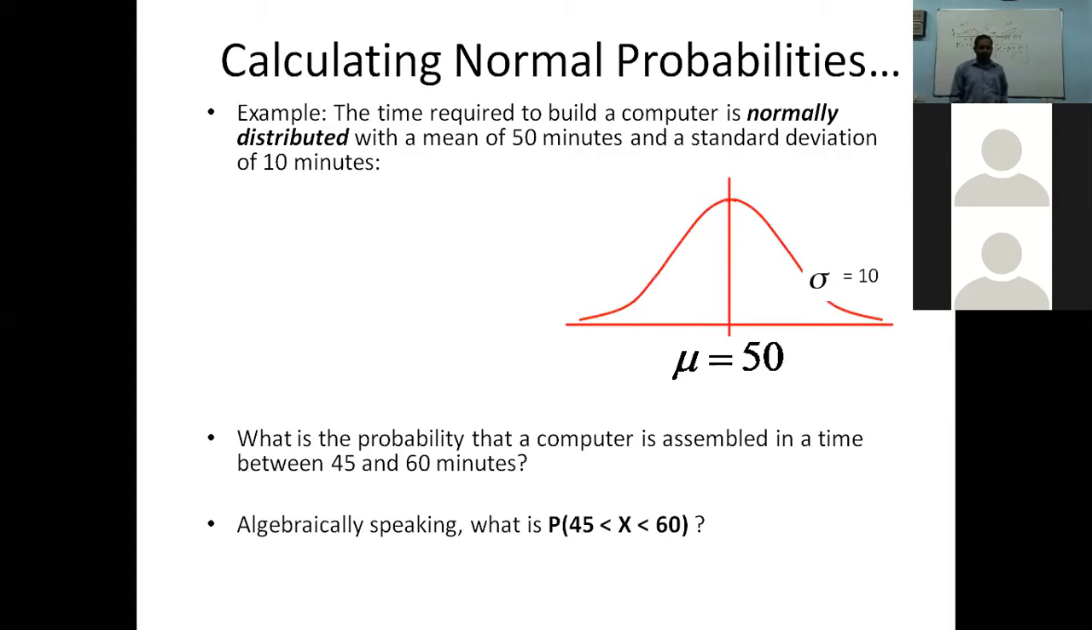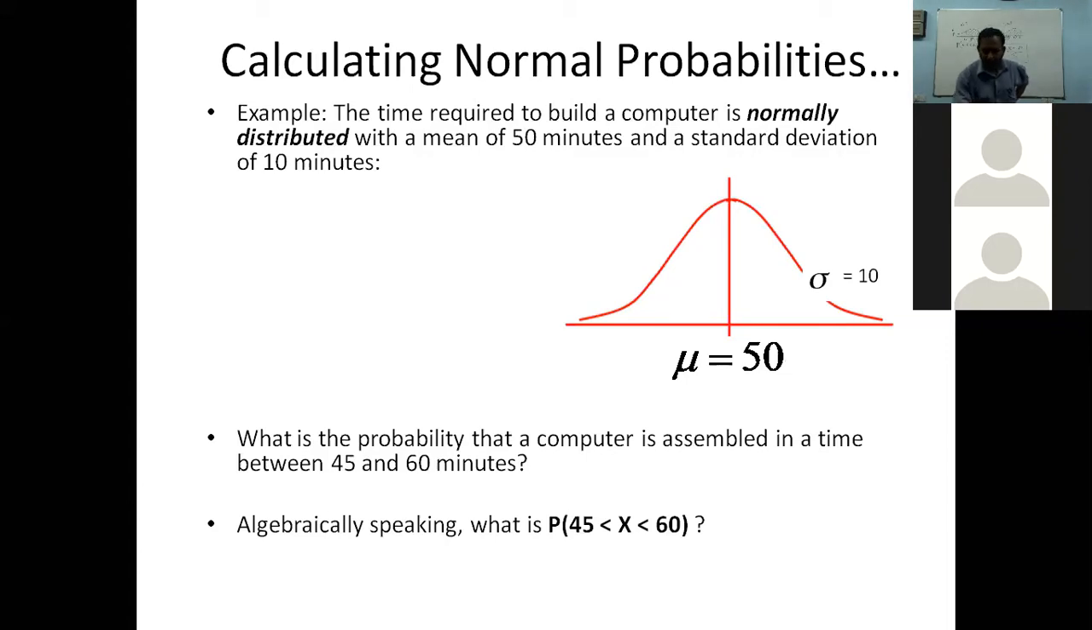Example: the time required to build a computer is normally distributed. Sometimes they may finish in 40 minutes, sometimes in 50 minutes, when you make different computers. So the time required to build a computer is normally distributed with a mean of 50 minutes. What does this mean value reflect? It is the average time, the population mean, of making a computer.